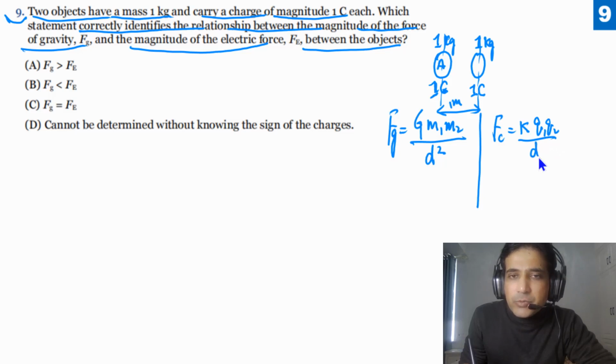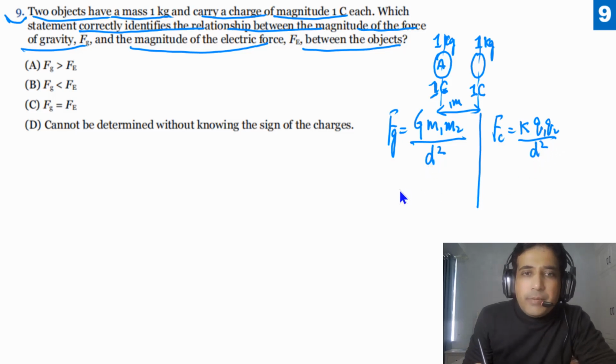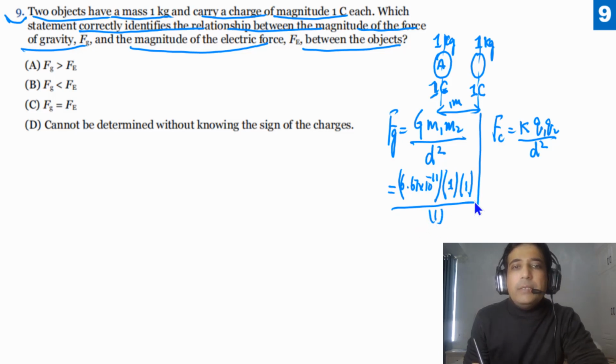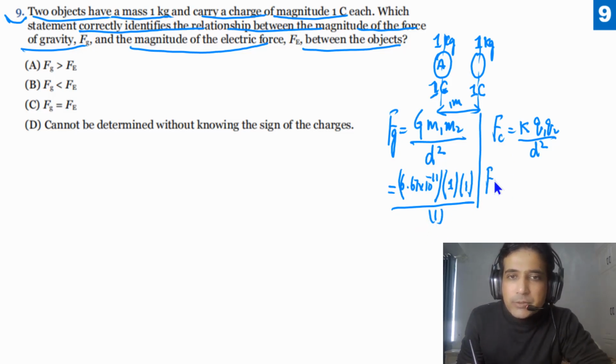Now we can simplify. The value of G we have, that is 6.67 times 10 to the negative 11 Newton meter squared per kilogram squared. And the mass of this one is 1, so simply this is 1, multiplied by 1 kilogram, 1 kilogram. And the distance is also 1. For Coulomb force, we can also write K. K is equal to about 9.0 times 10 to the 9. And the charge is 1 coulomb, and the distance between these two charges is 1 meter. So this is 1 squared, 1 squared.